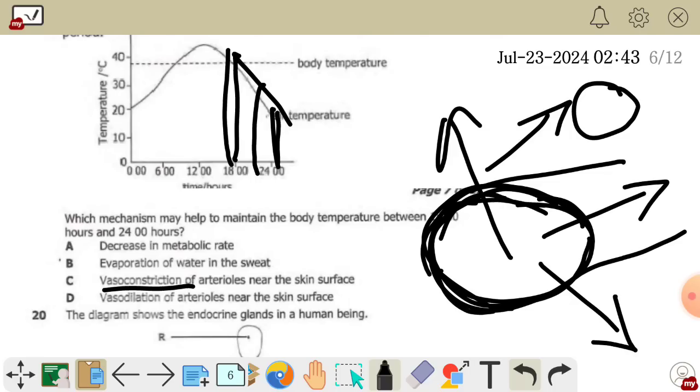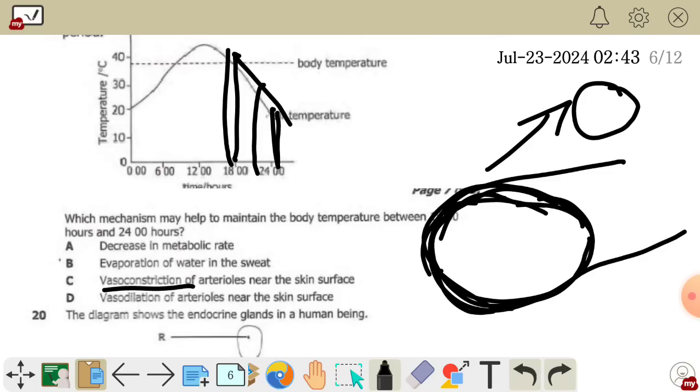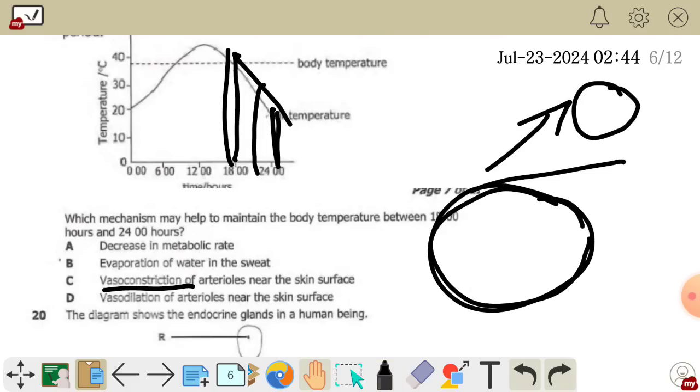So what happens when it is getting cold, the blood vessels will vasoconstrict, preventing blood from flowing beneath the skin so that the heat energy is preserved. So here, vasoconstriction of arterioles near the skin is what was happening when the temperature was reducing, so that heat energy is preserved to maintain the body temperature. So the correct answer for question 19 is C.